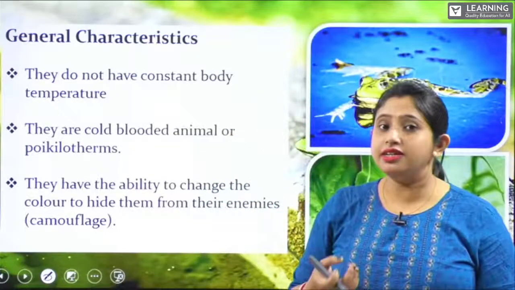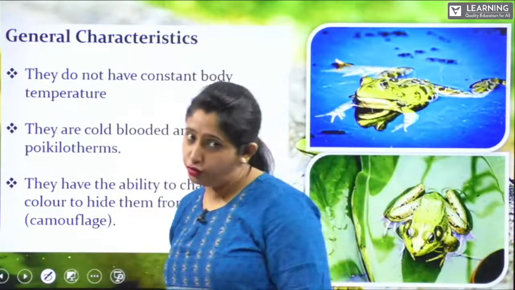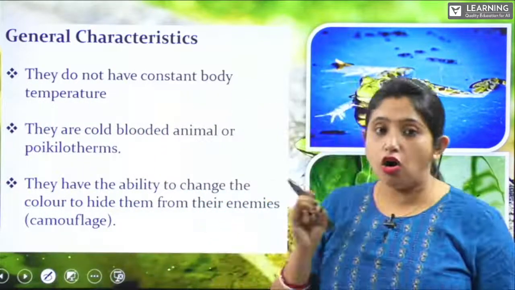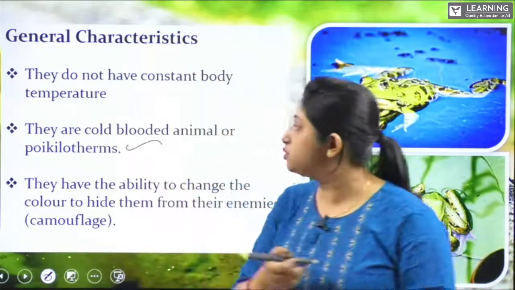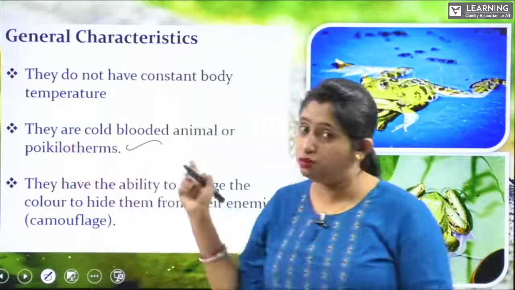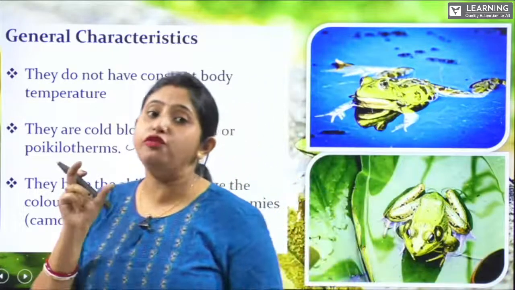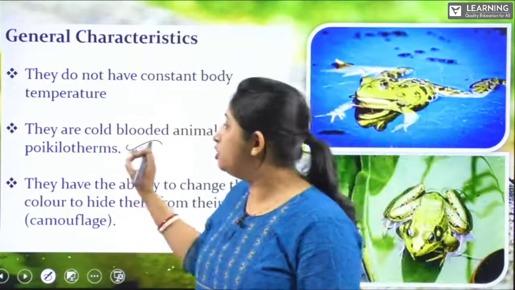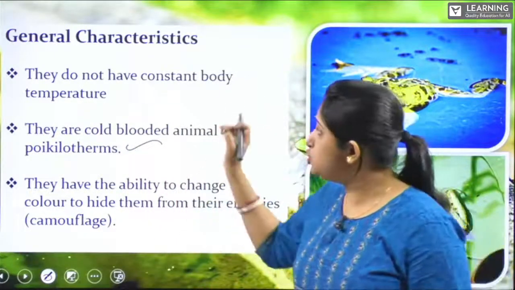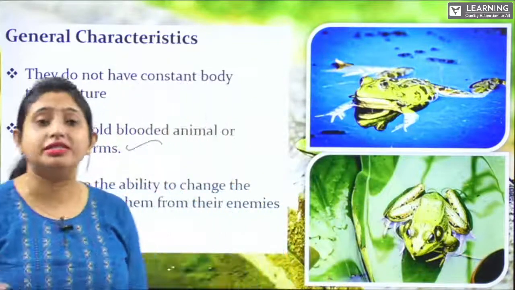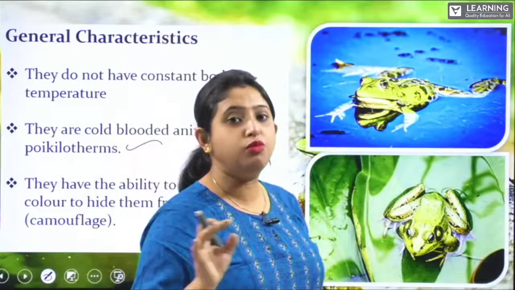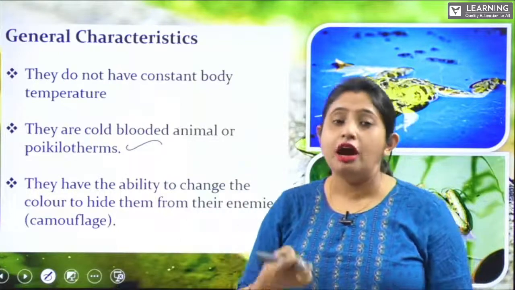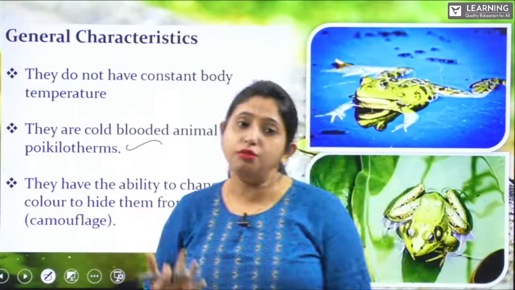So next, let us learn some of the general characteristics of the frog. Generally, these frogs are cold-blooded animals, okay? They are also known as poikilotherms. Poikilotherms. This is a term which you should remember. That is, the cold-blooded animals are known as poikilotherms, all right? So the frogs will not have a constant body temperature, like us. For human beings, we have a constant body temperature, right? But in case of frogs, they do not have constant body temperature.